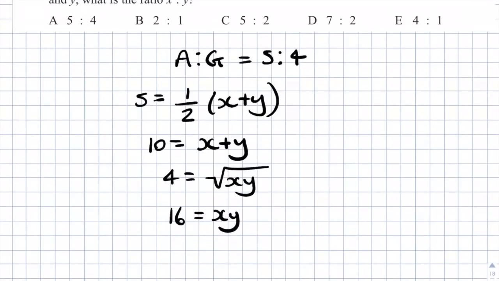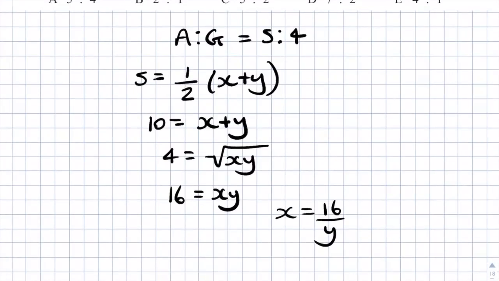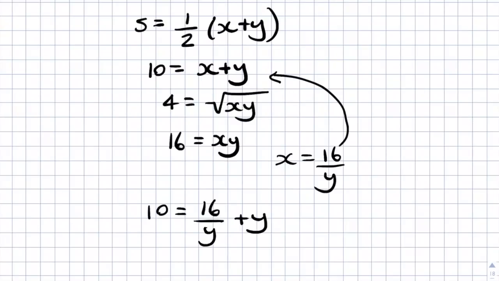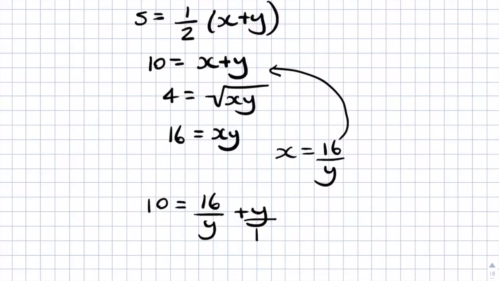Now, we could rearrange this so we get x equals 16 over y. And then substitute this equation into our first equation. So we get 10 equal to 16 over y plus y. Well, we've got to have a common denominator. So if we multiply top and bottom by y, we're going to get 10 equal to 16y plus y squared over y.